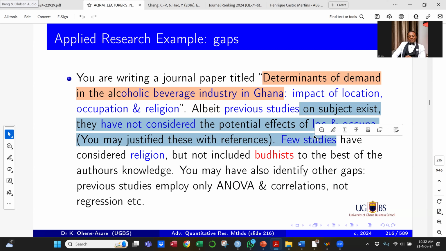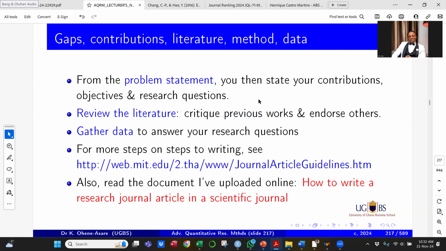Okay, now, question. How do you proceed with this research? From the problem statement, you state your contribution. That's what you normally always have to do. And a lot of students have to learn that, okay? That from the problem statement, you must always state your contribution. What are your contributions? This paper makes a novel empirical contribution, methodological contribution, theoretical contribution, conceptual contribution, and so on. You state all of that.